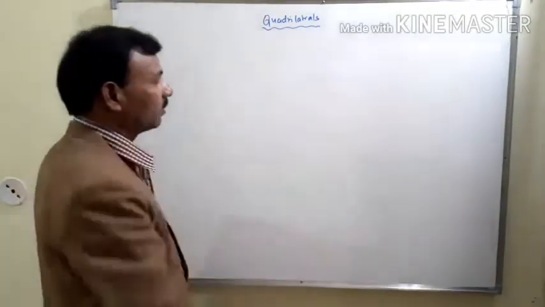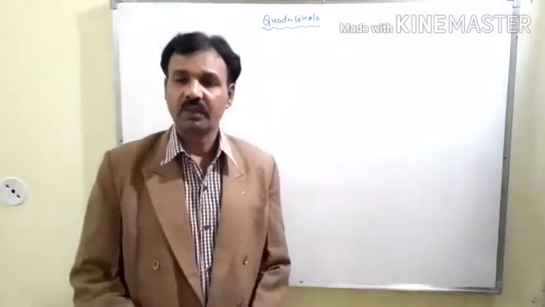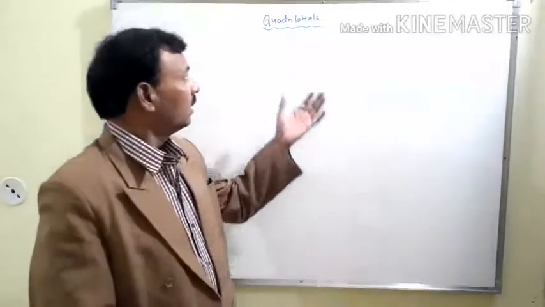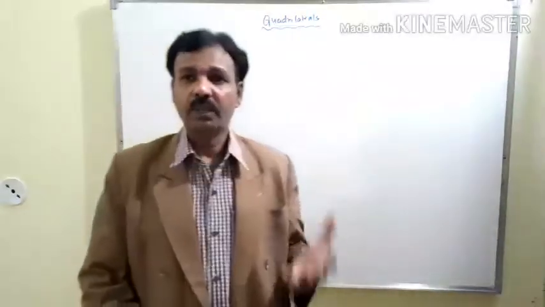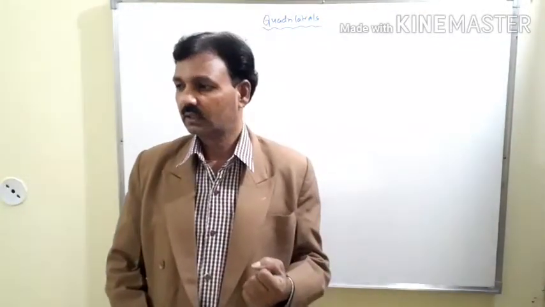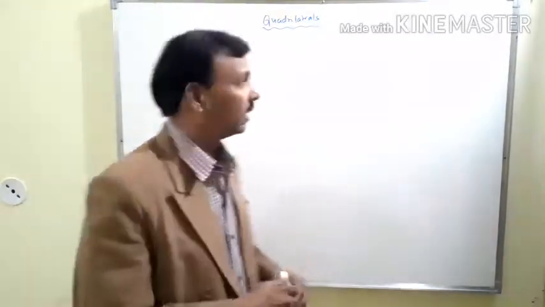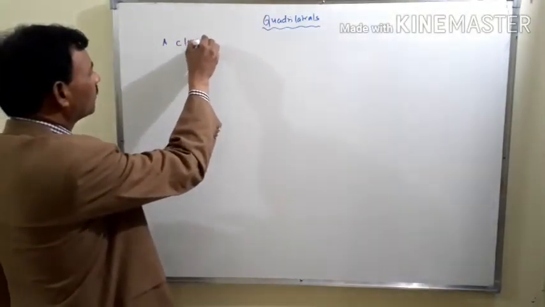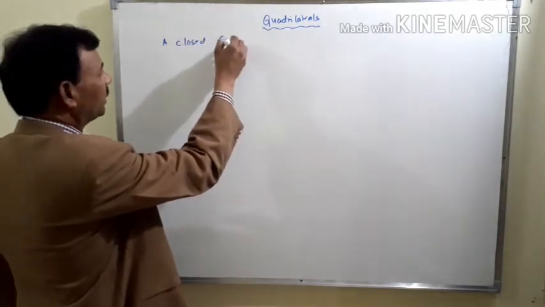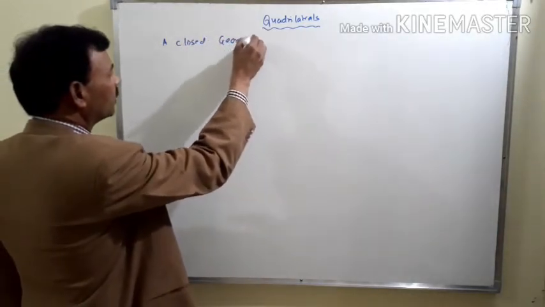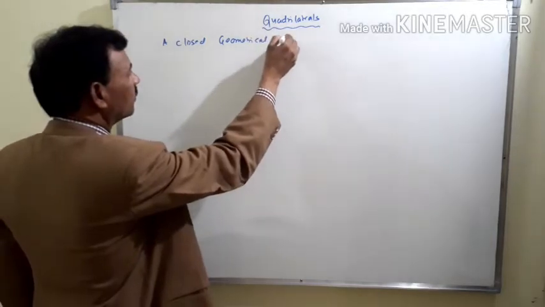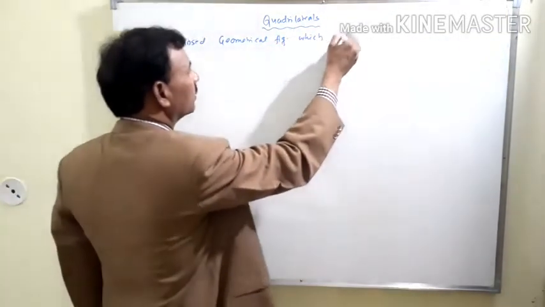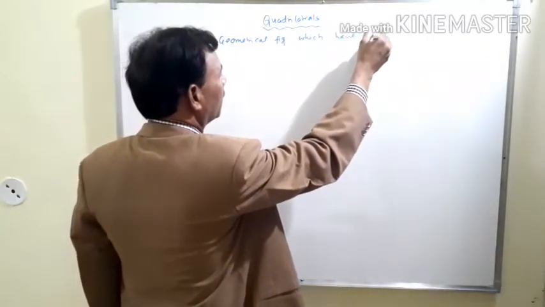By the mathematical definition, we can say that a quadrilateral is a closed geometrical figure which has four sides. A closed geometrical figure which has four sides.